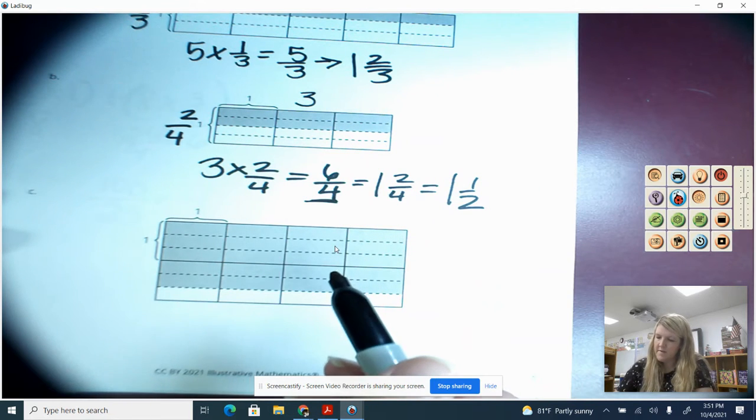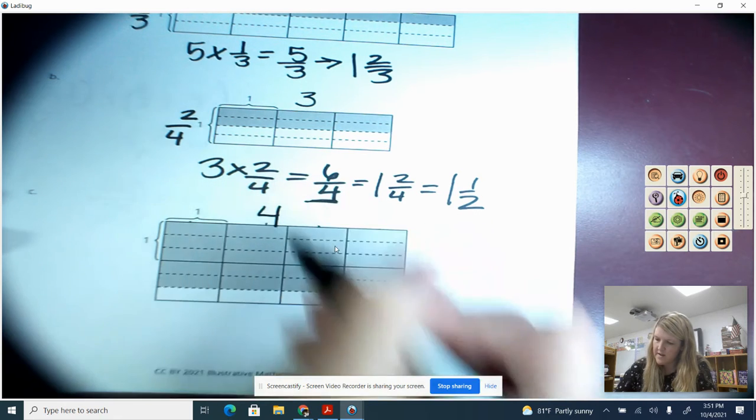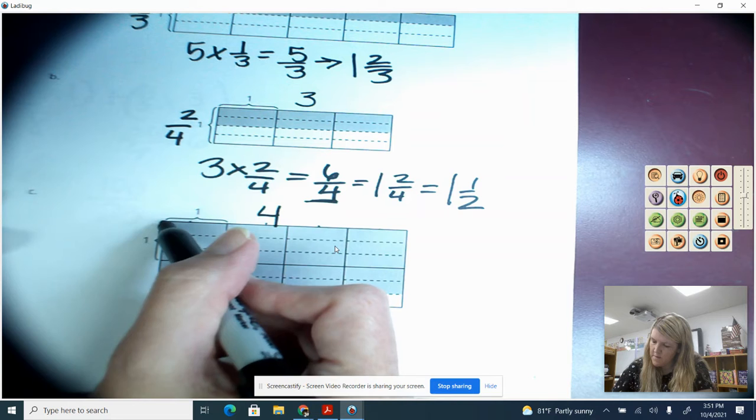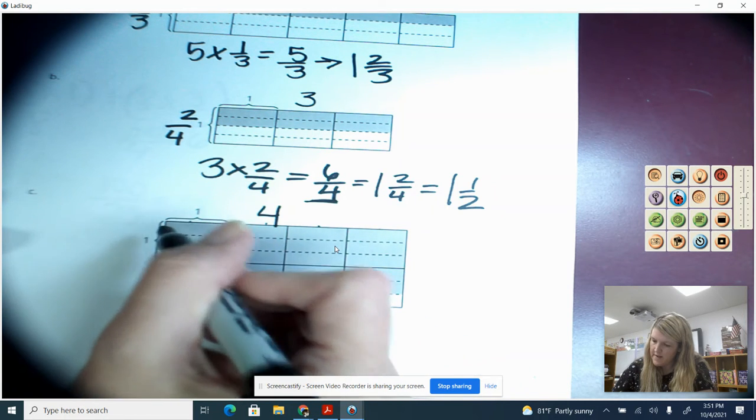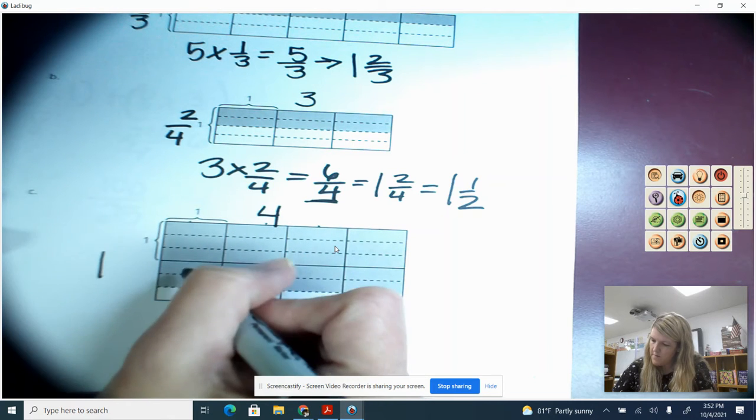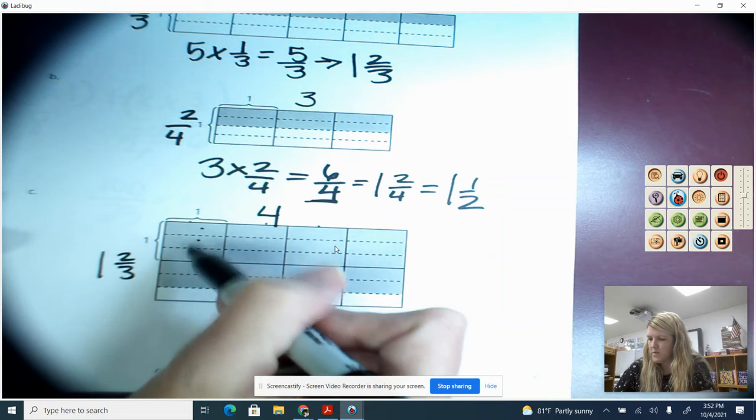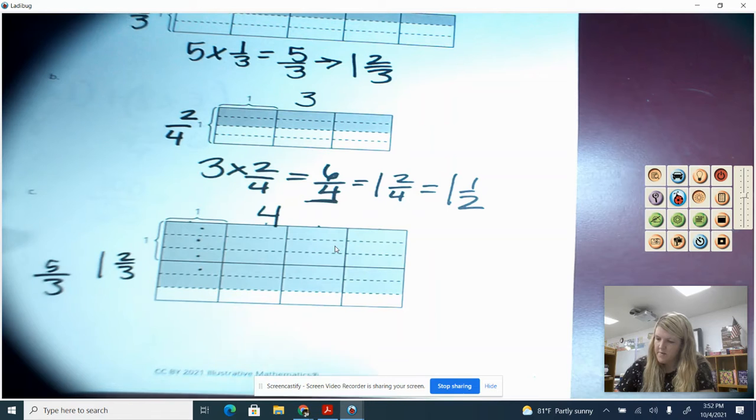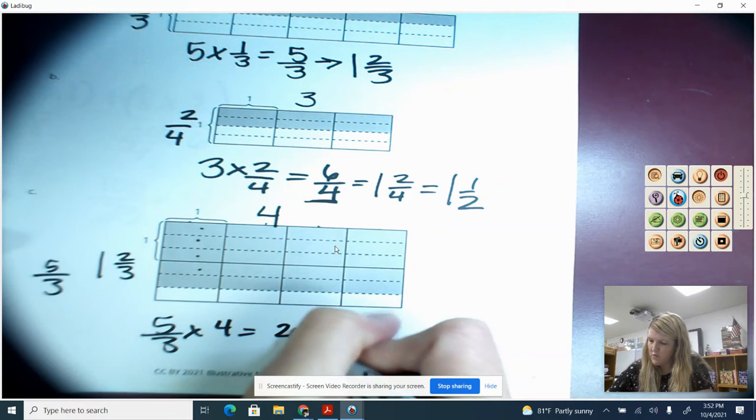All right, so then on this one, I've got 1, 2, 3, 4 that are completely shaded in. And so I could either name it as 1 2/3, or I could name it as 1, 2, 3, 4, 5/3. So either way would work for this one. So if I do 5/3 times 4, that gives me 20/3.